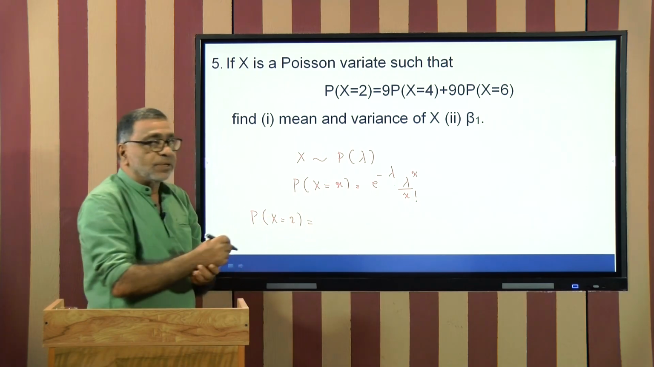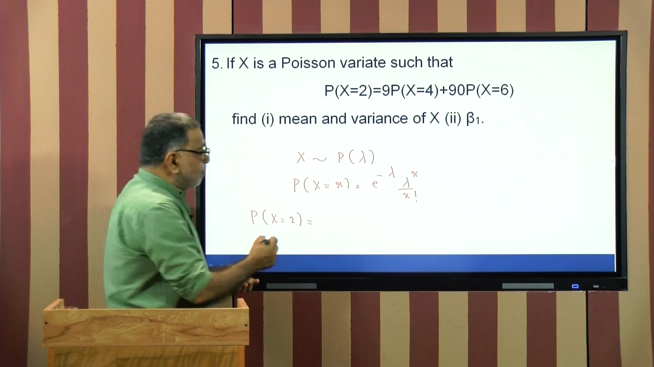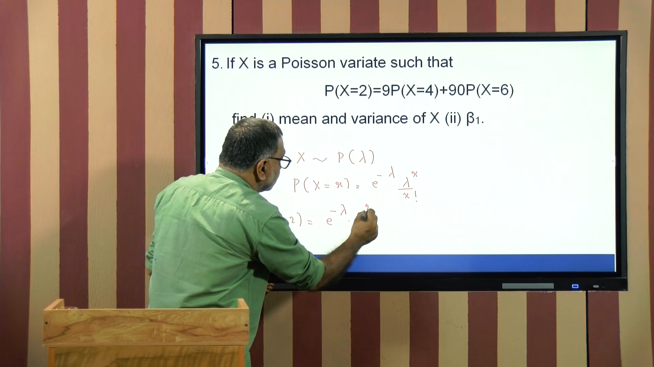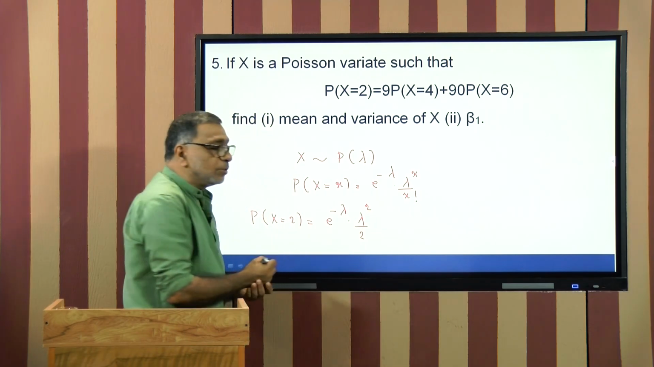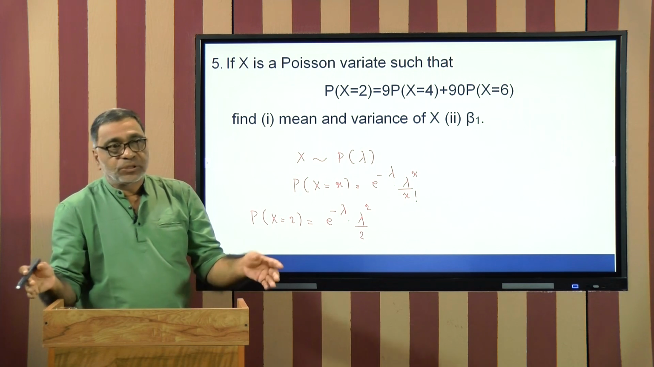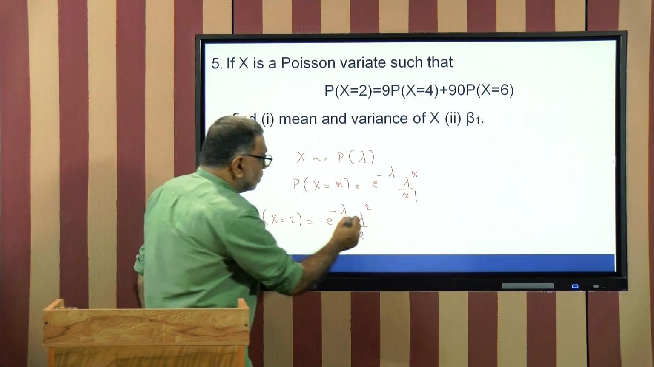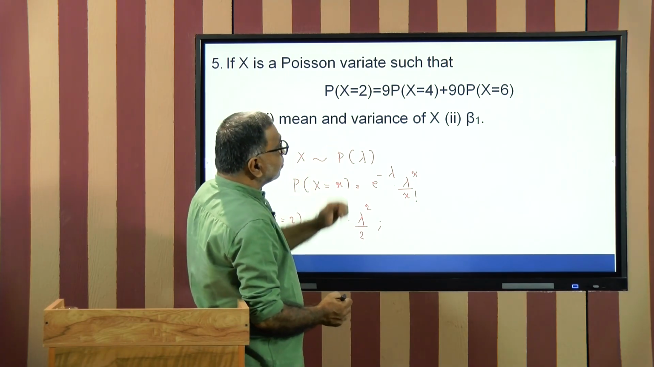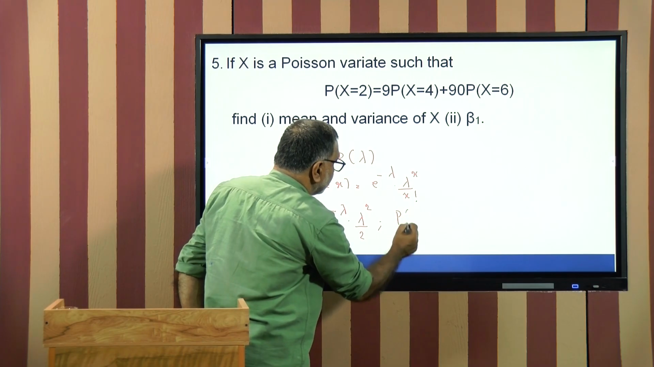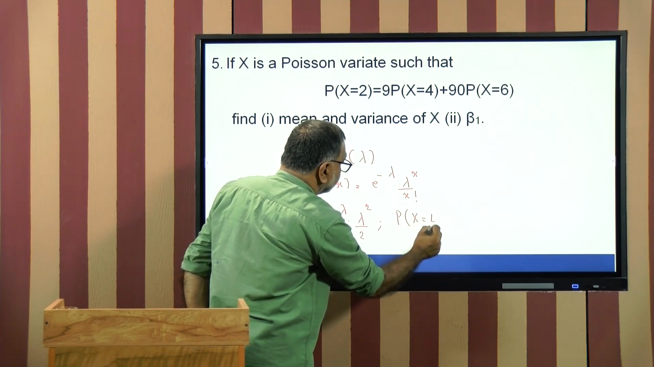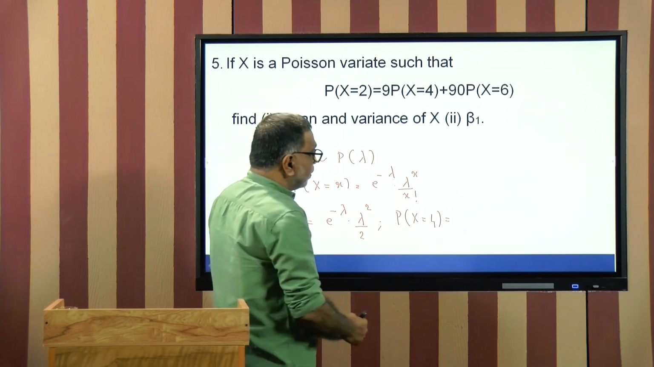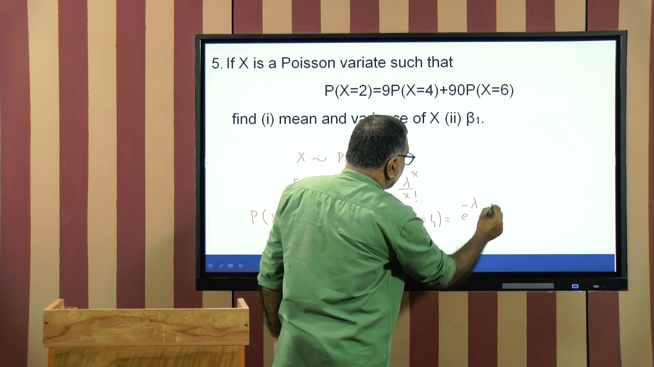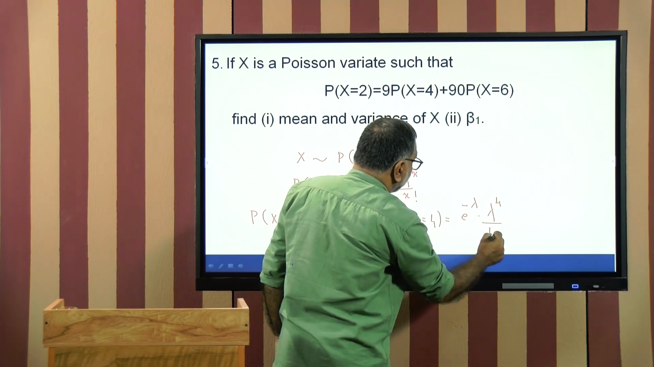You have the probability of x equal to 2 is e power minus lambda, lambda power 2 divided by 2 factorial, and 2 factorial is 2. Now, what is the next quantity we are given? That is in terms of the probability of x equal to 4. So, you find the probability of x equal to 4, which means e power minus lambda, lambda power 4 divided by 4 factorial.